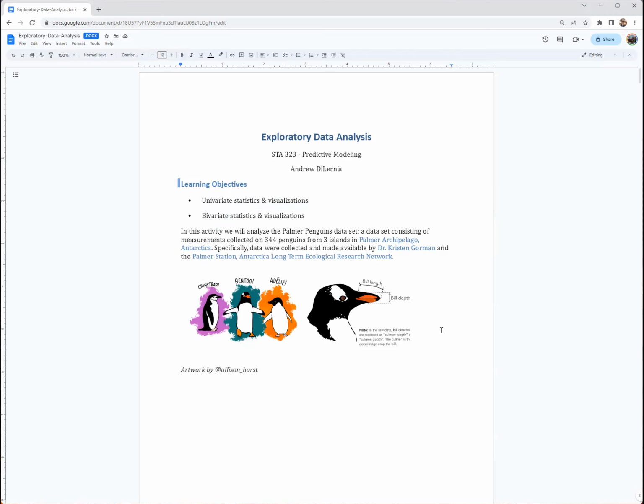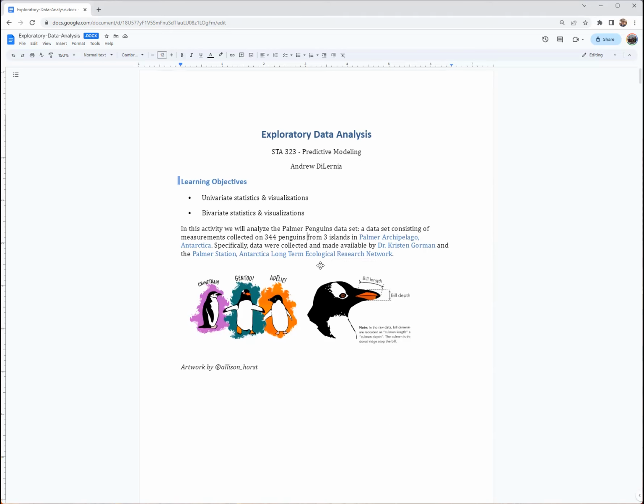And in this activity, we're going to be looking at a real-life data set on the Palmer penguins, they are called. So this data set is a collection of measurements on 344 penguins from 3 different islands in the Palmer archipelago region of Antarctica. These were collected in a research study and graciously made available by Dr. Kristen Gorman and the research station team that collected this data on these penguins.